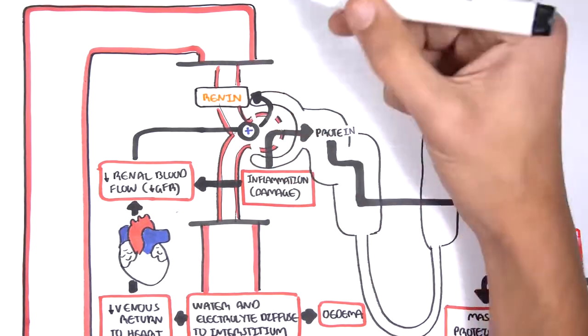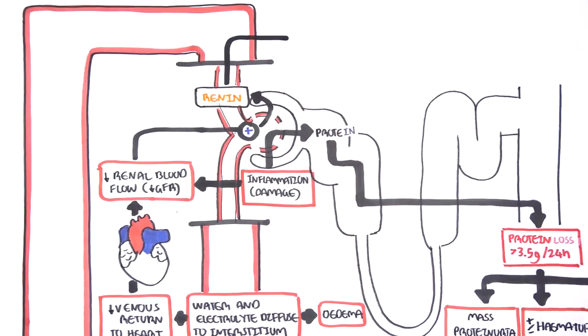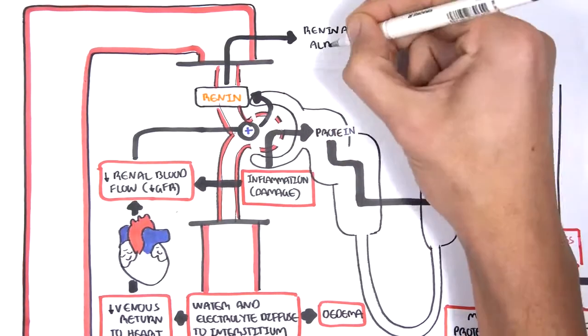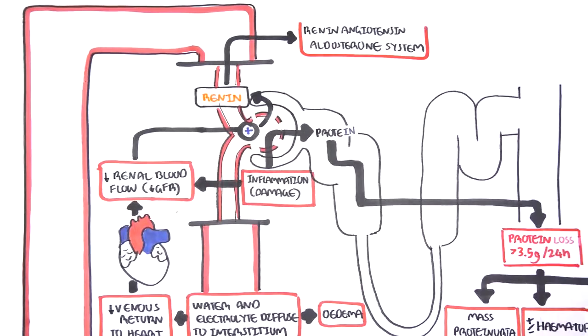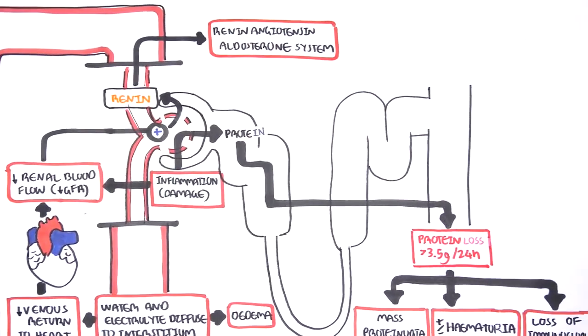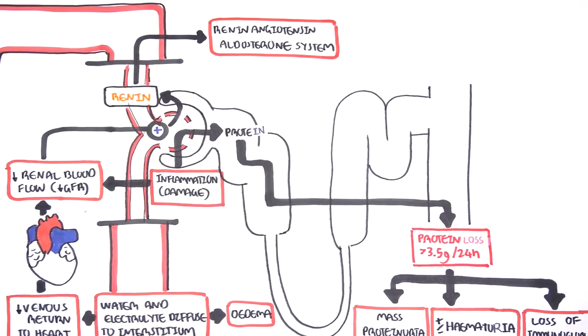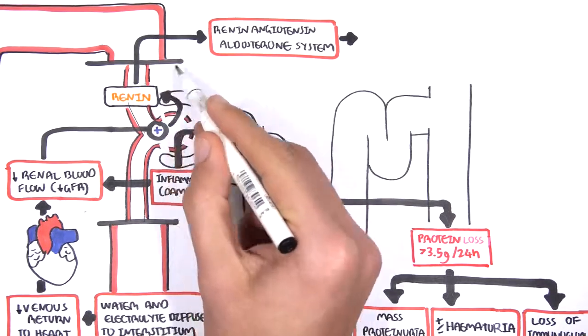Renin is important, and it will activate what is known as the renin-angiotensin-aldosterone system. The function of the renin-angiotensin-aldosterone system is to essentially increase blood pressure to compensate for the decrease in vascular volume and the decrease in GFR.